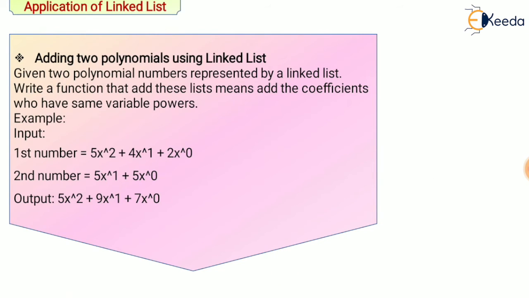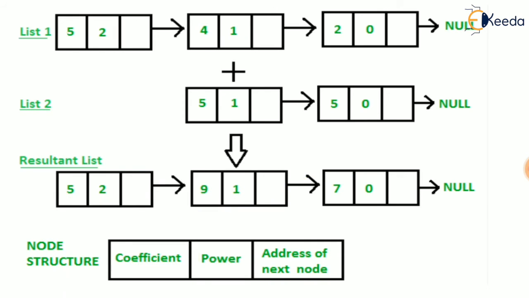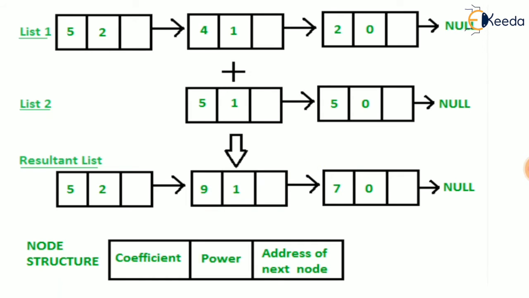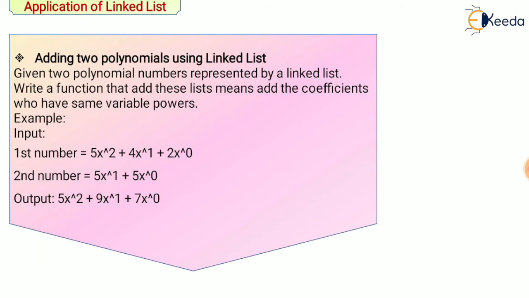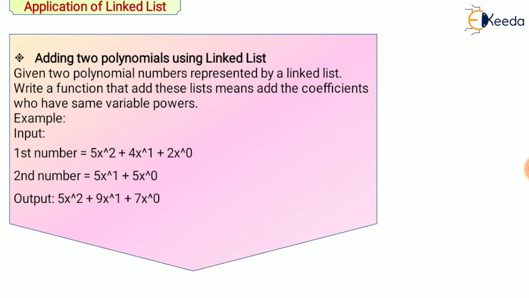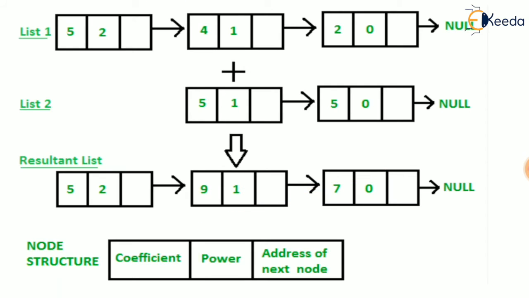5x squared plus 4x plus 2 is added with 5x plus 5, and we get the resultant as 5x squared plus 9x plus 7. So that is the resultant expression which is calculated by using the linked list.